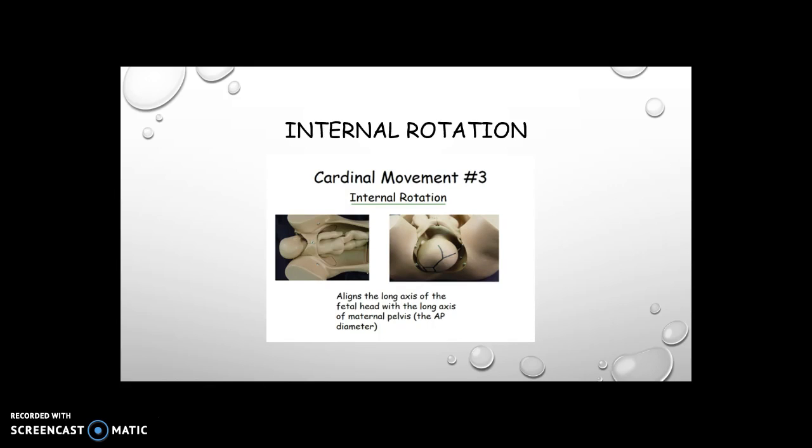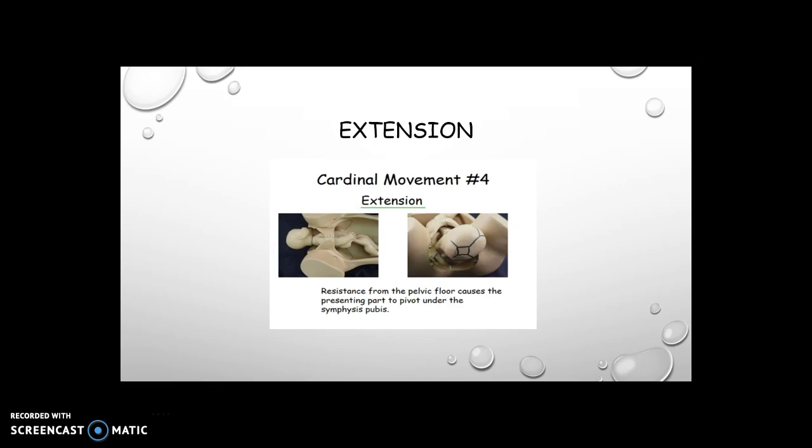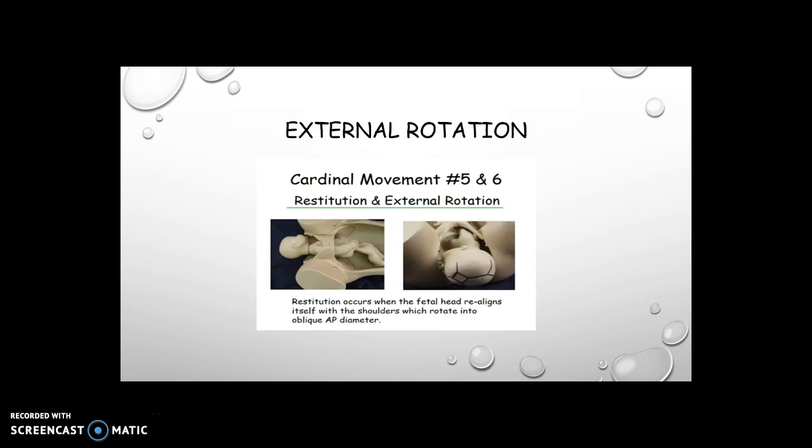This internal rotation aligns the long axis of the fetal head with the long axis of the maternal pelvis, or the AP diameter. External rotation is the resistance from the pelvic floor that causes the presenting part, hopefully the head, to pivot under the symphysis pubis. A lot of times this is manipulated by the provider as the baby is being delivered. Then cardinal movement number 5 and 6 is restitution and external rotation.